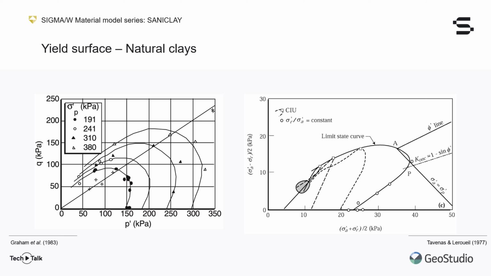Here we have some yield surfaces of natural clays taken from Graham and collaborators and Tavenas and Leroueil. These yield surfaces, or limit state curves as they are often called in the literature, were measured or deduced from laboratory testing in various conditions. Notice how the yield surfaces are somewhat inclined toward the right and take on an elongated shape. This is caused by the natural anisotropy present in the grain structure arrangement of these natural clays.